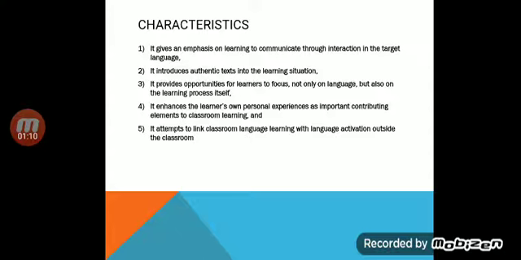The characteristics of this method: it gives an emphasis on learning to communicate through interaction in the target language. It introduces authentic texts into the learning situation. It provides opportunities for learners to focus not only on language but also on the learning process itself. It enhances the learner's own personal experiences as important contributing elements to classroom learning, and it attempts to link classroom language learning with language activation outside the classroom.